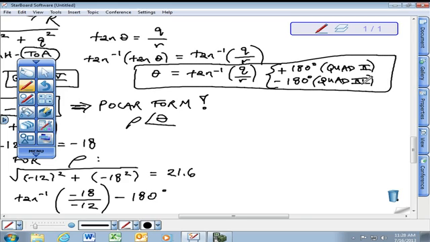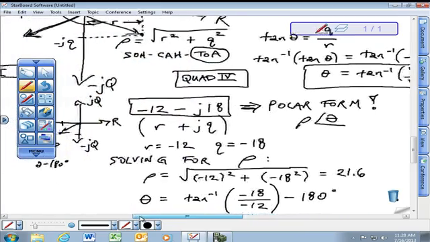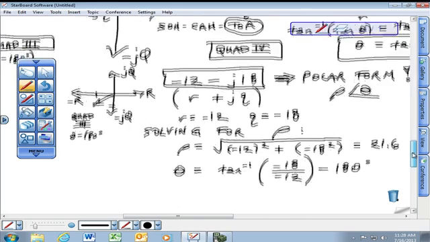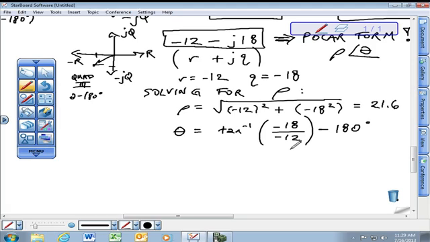If you're in quadrant 3, let me make my quadrant 3 look more like a quadrant 3. There we go. So 1, 2, 3. Quadrant 3, minus 180, most definitely for this particular problem, negative 12 minus j18, bam. You're in quadrant 3, negative 180. All right, and so if you work this out, let's go ahead and do that. And this is probably a good time to also verify. Notice I'm using 180. What's the units? Degrees, all right? That's important.